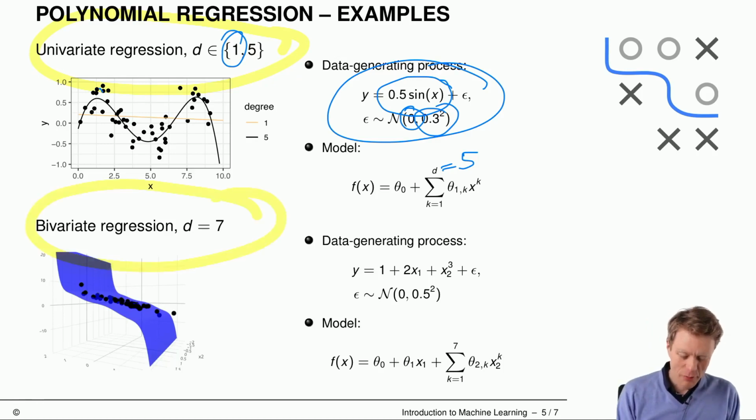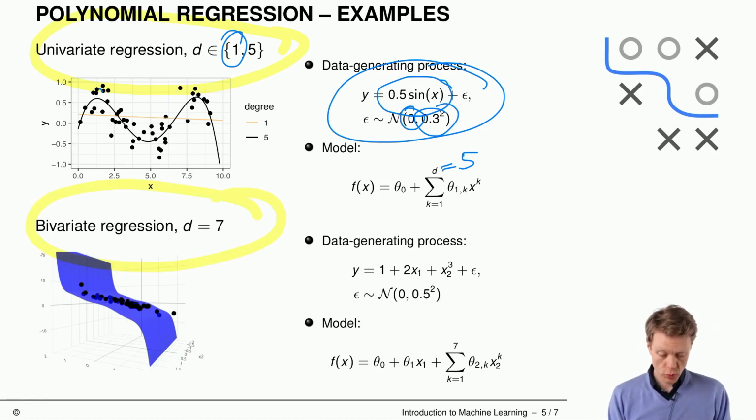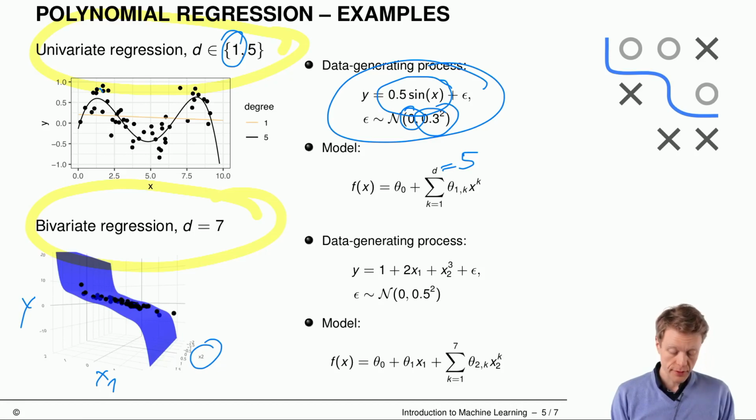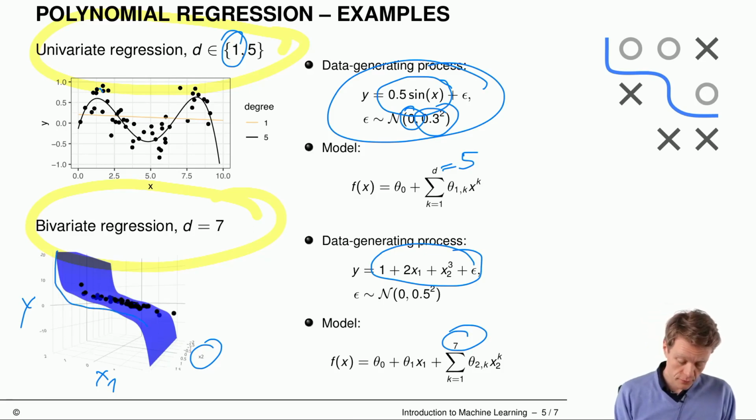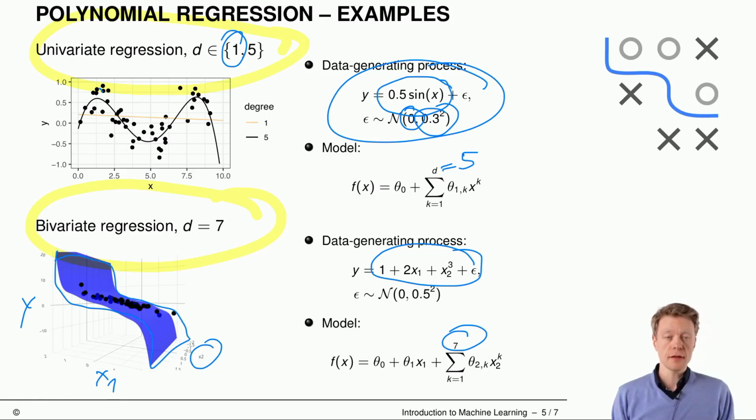And then in the lower part, we have a bivariate regression. So we have two features, x1 and x2. And here we have the target y. The data generating process is 1 plus 2x1 plus x2 to the power of 3 plus, again, an additional random Gaussian noise. And we have a model with d equals 7. Okay, so we don't have two different polynomials here to not complicate it too much. But you can see that this surface here, this blue thing here on the left-hand side, fits the data pretty well, I guess.